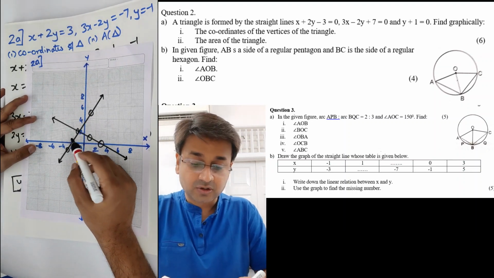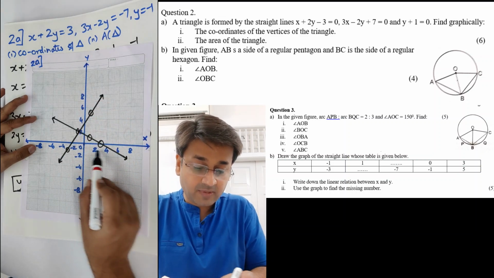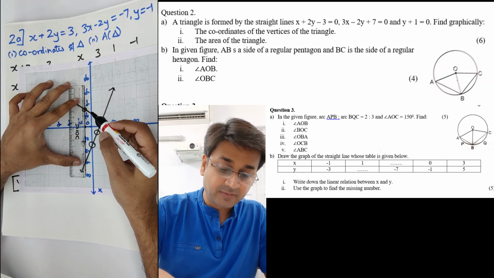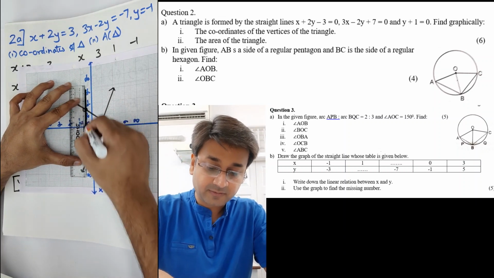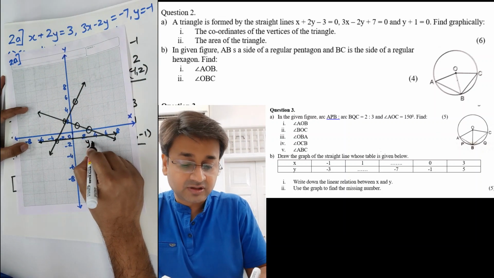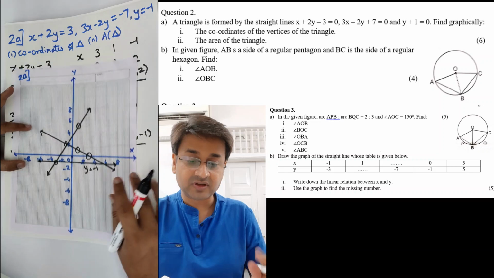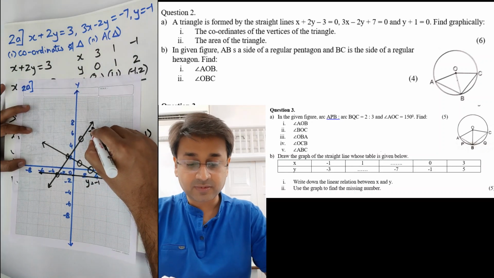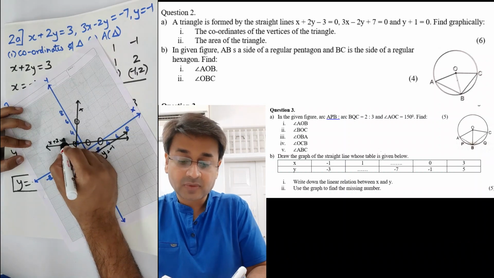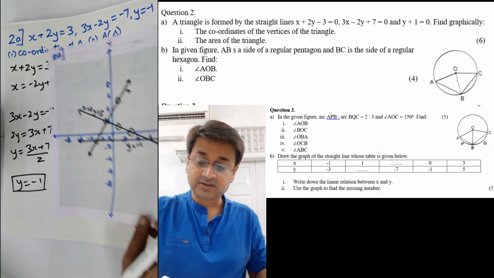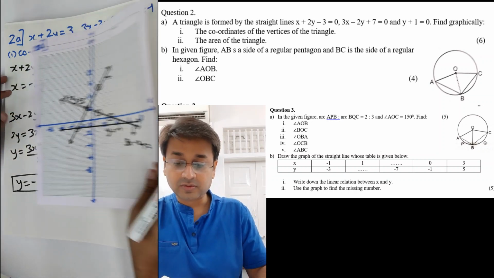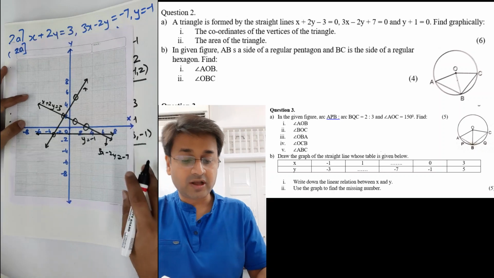So y is equal to minus 1. So you have to go on the y axis to minus 1 and draw a line from there. So this is the minus 1 of y. So let me draw a line from there itself. Yeah. Write the equations on each of the lines. So this is y is equal to minus 1. This is the first line that we had drawn. So x plus, no, this is the second one. So this is the first one, x plus 2y equals 3. And this is 3x minus 2y equals negative 7.